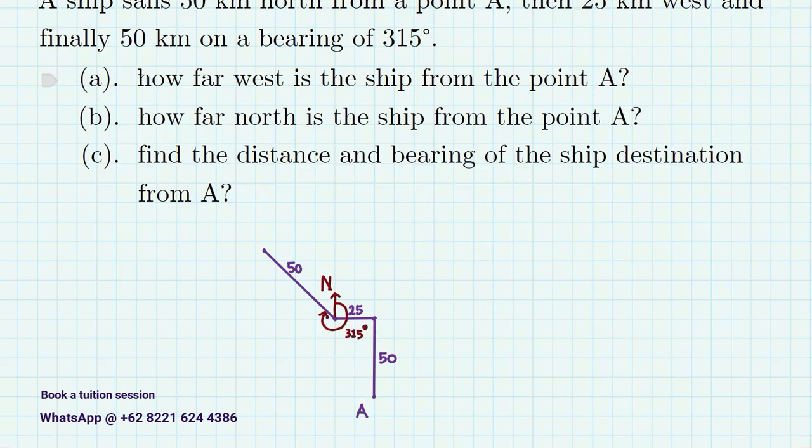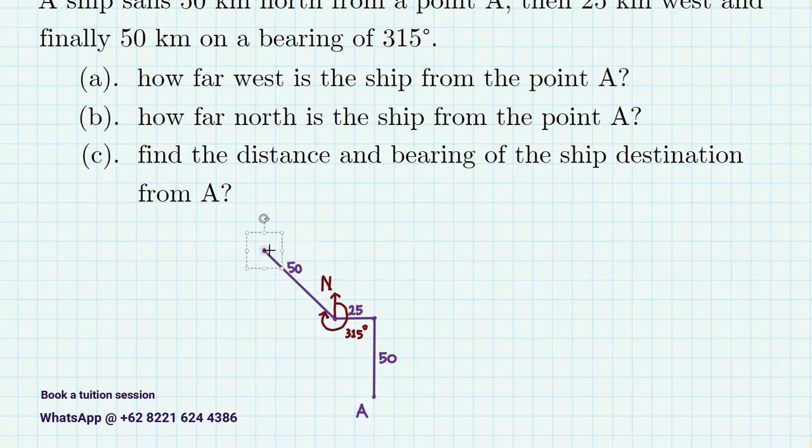For the first question, how far west is the ship from the point A? We want to know the location of this last point with respect to the initial point A. Part A is asking how far west, which is just the horizontal distance of that point from point A. And part B is asking for how far north. So basically it's just the vertical distance of this point to point A. To help us to solve this, I'm going to draw a simple sketch.